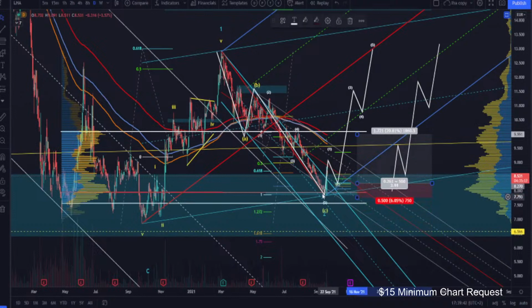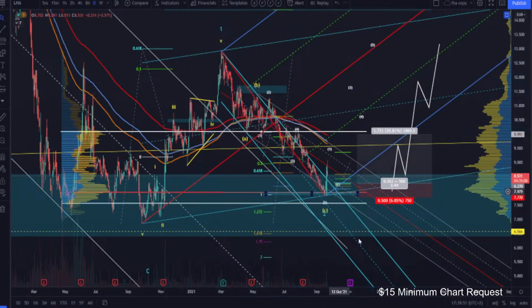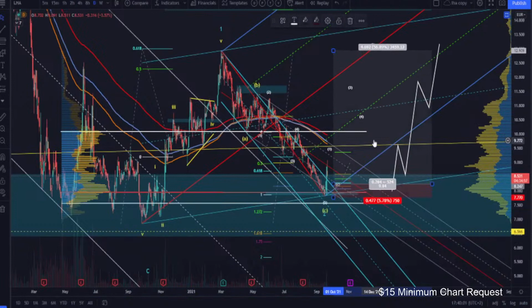Again, the assumption is the pivot's in, right? Look at the reaction, right? So I'm making the commitment to the idea that that pivot low is in. Certainly could go lower, but we don't get certainty. We just get probabilities. I'll come back up here. Let's take it up there. Okay, so there's 9-1.